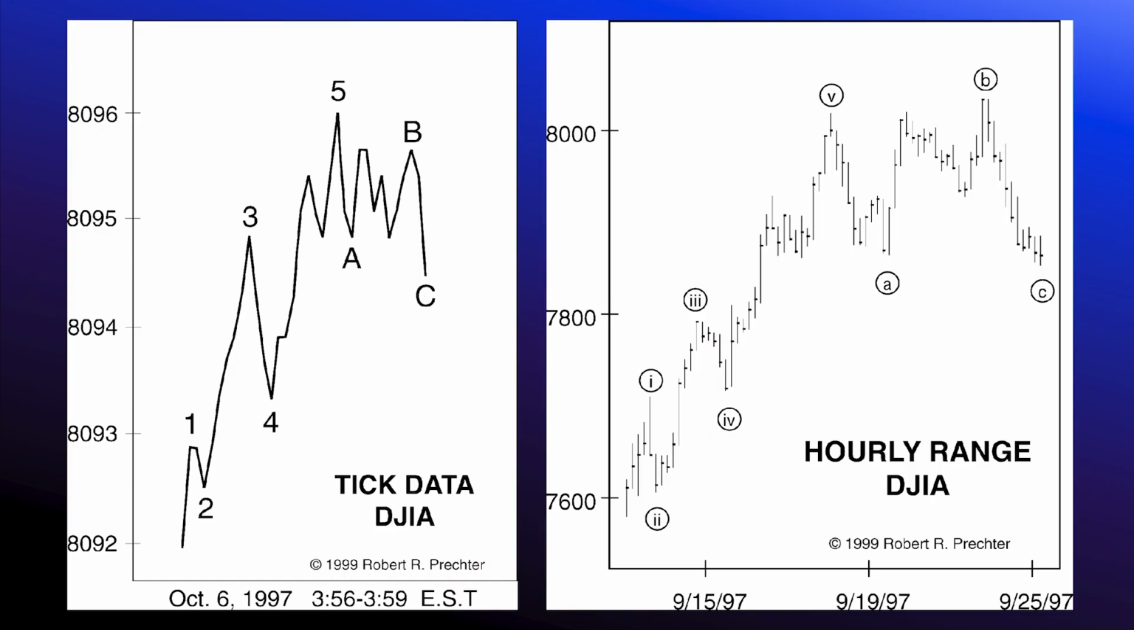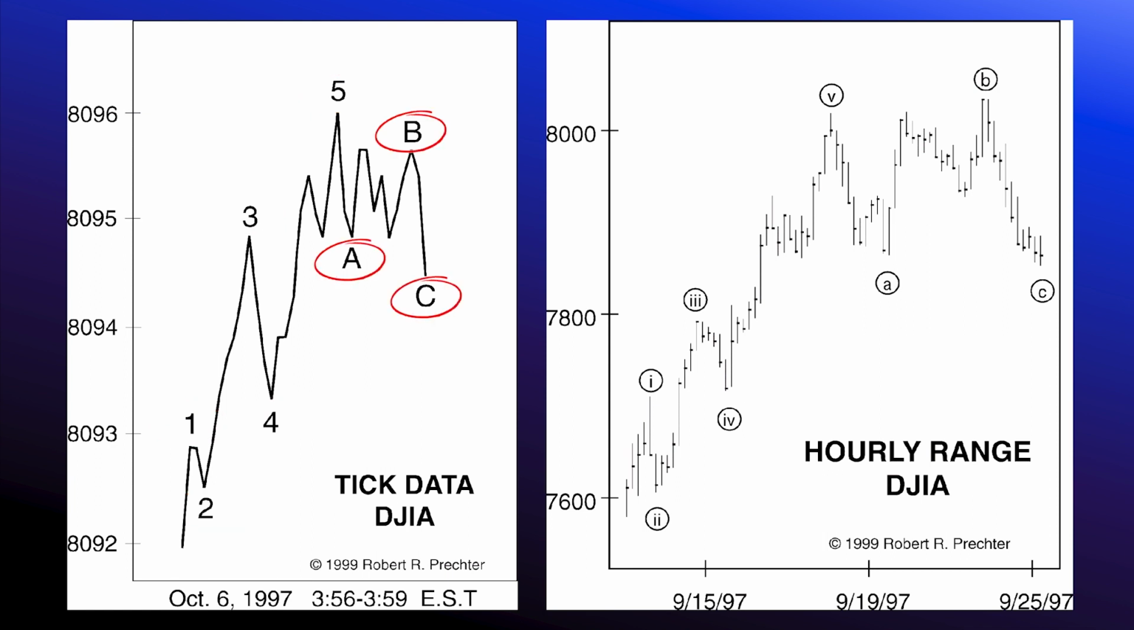On the left, all I'm looking at here is tick data in the Dow Jones, all right? We're looking at 3 minutes from 3:56 Eastern Standard Time to 3:59 Eastern Standard Time. This happens to be on October 6th, 1997. And you can see the basic pattern. We have a 5-wave advance, and that advance gets corrected with a 3-wave decline.